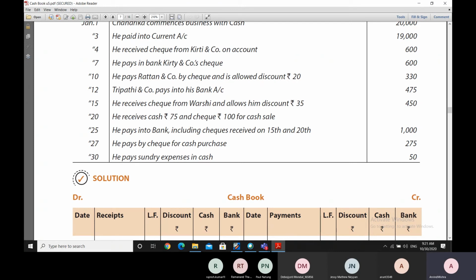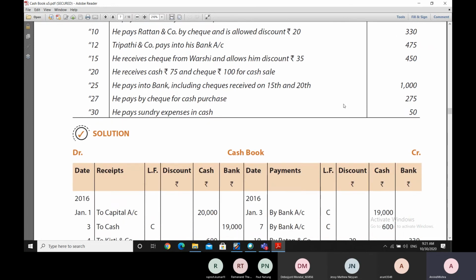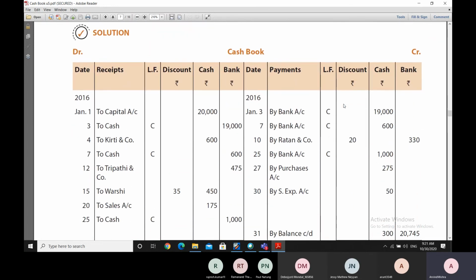So let us understand this entry. He receives a check from Vashi and allows him a discount of 35 rupees, 450. So as far as 450 rupees is concerned, this is a check received, but although this is a check received, we are putting it in the cash column because all the checks which are received in the office are treated as if they are cash. Later on, when these checks are sent to the bank, the contra entry is made as if the cash is sent to the bank.